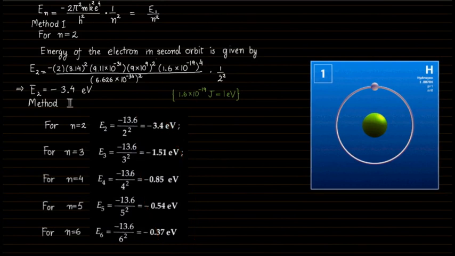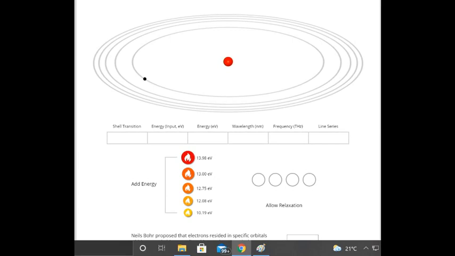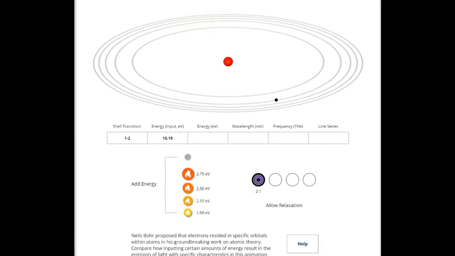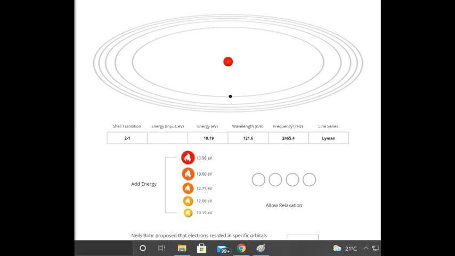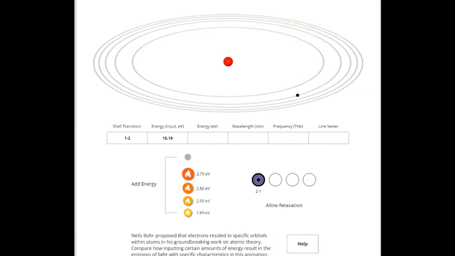Now, if there is an electron, and suppose its energy is in the ground state, meaning the n equals 1 orbit, then how much energy is required by this electron to jump from the ground state to a higher excited state, the n equals 2 orbit? The energy required is known as your excitation energy, right?